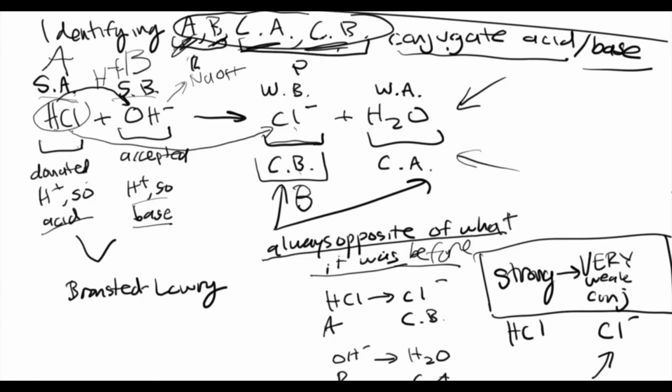Now, OH minus accepts H+, and after accepting H+, its conjugate will be H2O. But because OH minus was a base, its conjugate is a complete opposite, so it's an acid. And to be more specific, it's a conjugate acid, and this is a conjugate base.